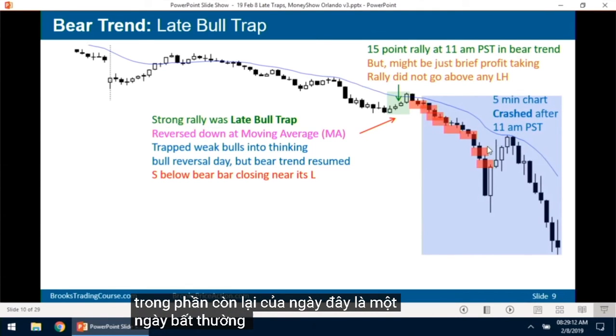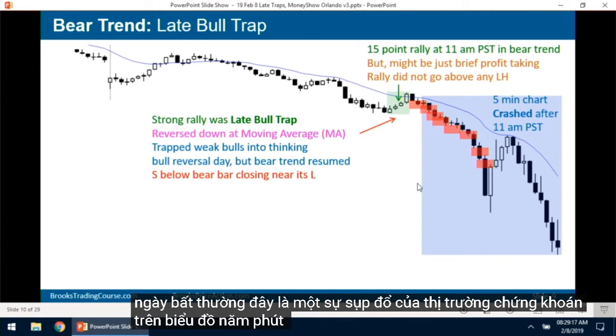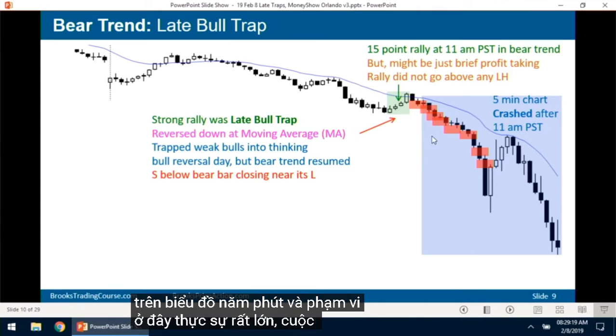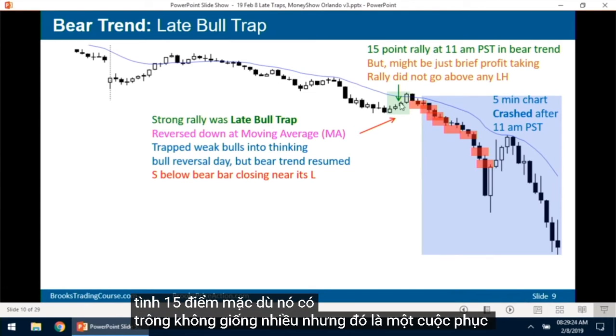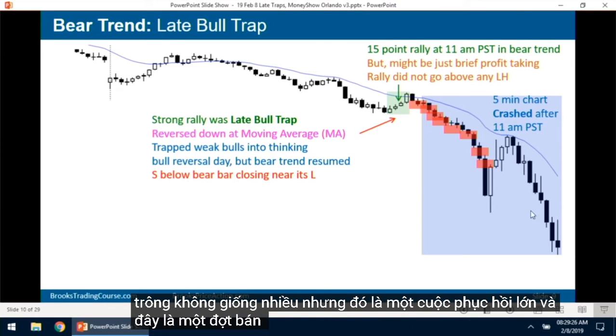This is an unusual day. This is a stock market crash on the 5-minute chart. And the range here is actually huge. This rally is a 15-point rally, even though it does not look like much, but it's a huge rally. And this is an even much bigger sell-off.